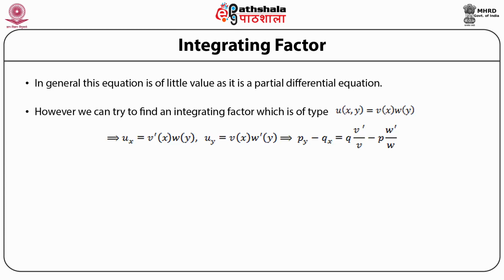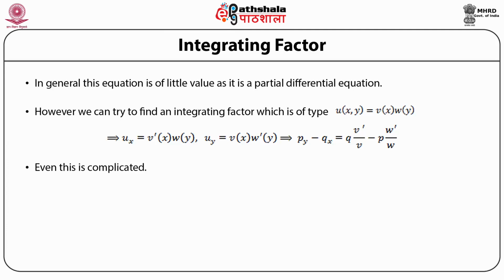So let u of xy be equal to v of x times w of y. This implies u_x is equal to v prime x times w of y. Similarly, u_y is equal to v of x times w prime y. Thus, the exactness condition becomes p_y minus q_x is equal to q times v prime divided by v minus p times w prime divided by w. The situation is even now rather complicated.